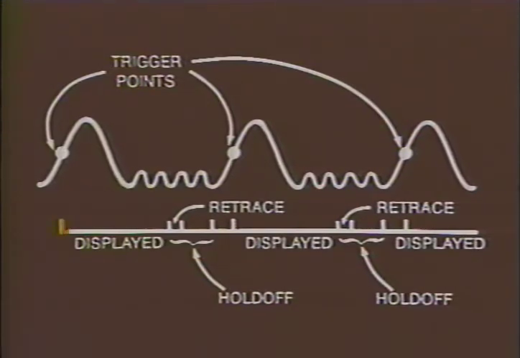Not every trigger event can be accepted as a trigger. The trigger system will not recognize a trigger during the sweep or the retrace, and for a short time afterward called the hold-off period. The retrace is the time it takes the electron beam to return to the left side of the screen to start another sweep. The hold-off period provides additional time beyond the retrace that is used to ensure that the display is stable when it starts again.